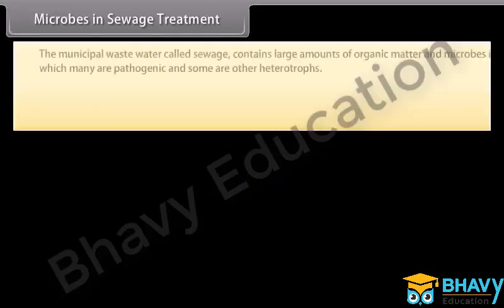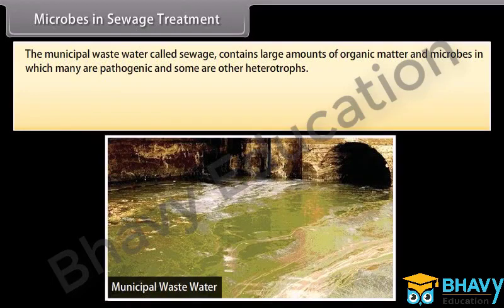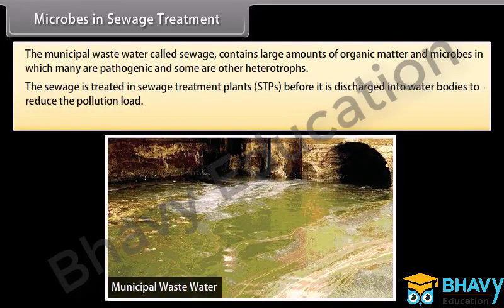Microbes in sewage treatment. The municipal wastewater called sewage contains a large amount of organic matter and microbes, many of which are pathogenic and some are other heterotrophs. The sewage is treated in sewage treatment plants, STPs, before it is discharged into water bodies to reduce the pollution load. The treatment involves two steps.